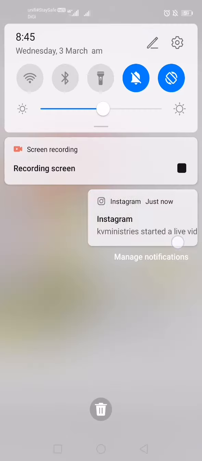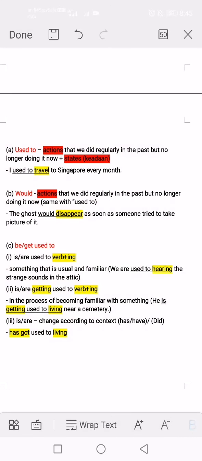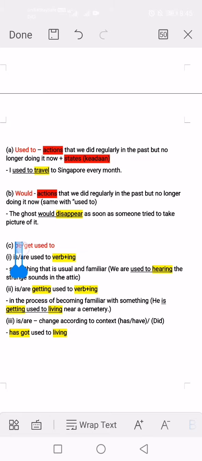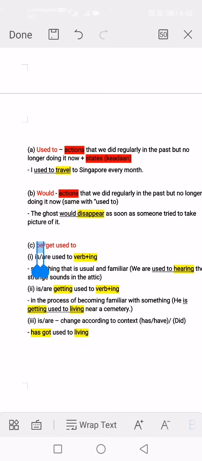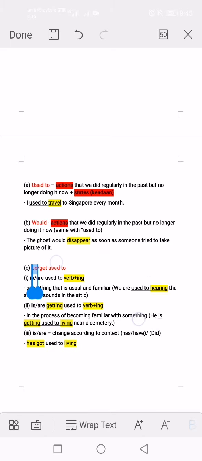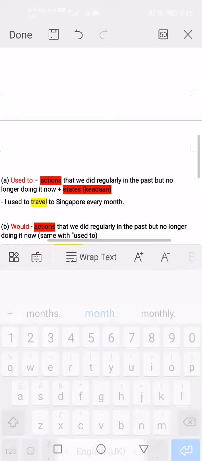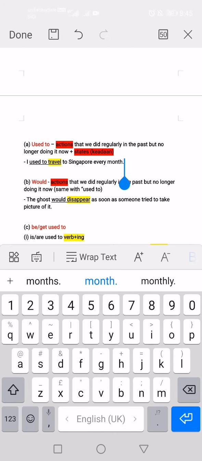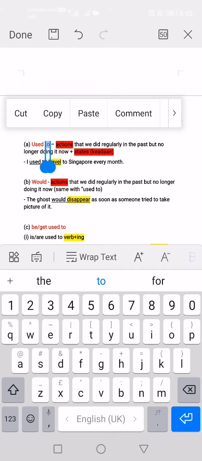Okay, so let's continue. Now, when would you use used to? When do we use would, and when do we use be and get used to? This is taken from your textbook, page number 23, if I'm not mistaken. Page 23. Okay, so used to, it says, when do we use used to? The meaning of used to here is this one.